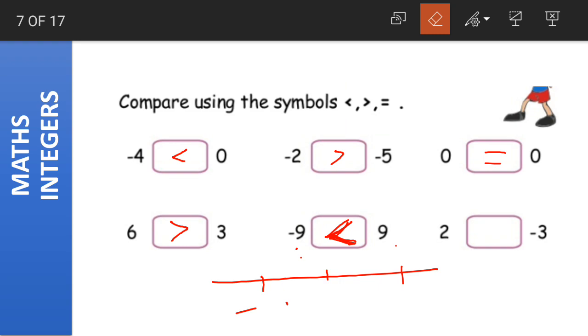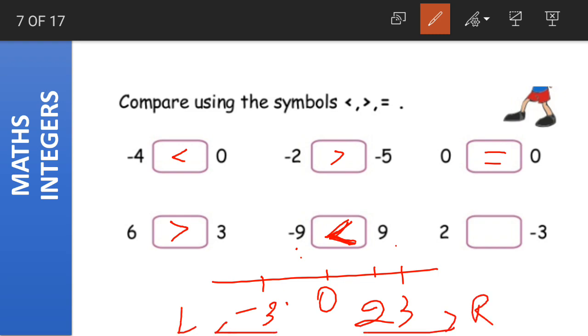Next, 2 and -3. If you look on the number line, 2 falls on the right side and -3 falls on the left side. So, which is the greater number here? 2. So, the sign is opened towards 2. How do we read this? We read this as 2 is greater than -3.